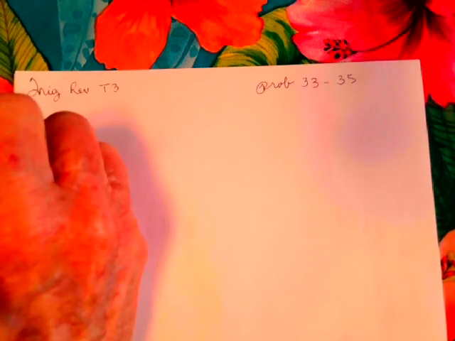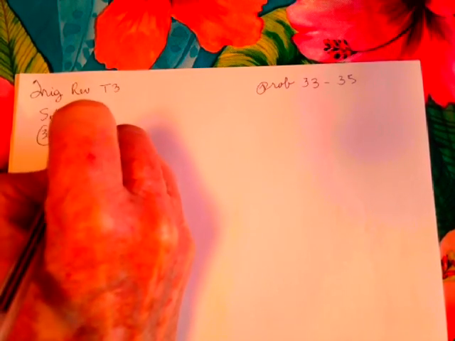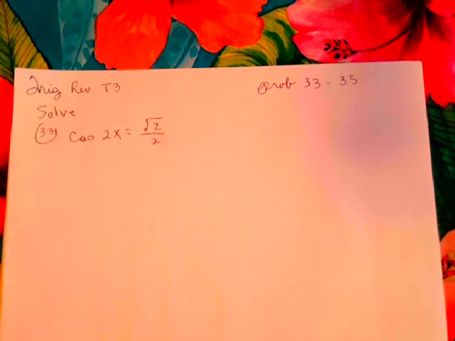Trig Review, Test 3, problems 33 through 35. The instructions say solve. Problem 33 is cosine of 2x equals the square root of 2 over 2. I want to know all the angles where cosine is the square root of 2 over 2.